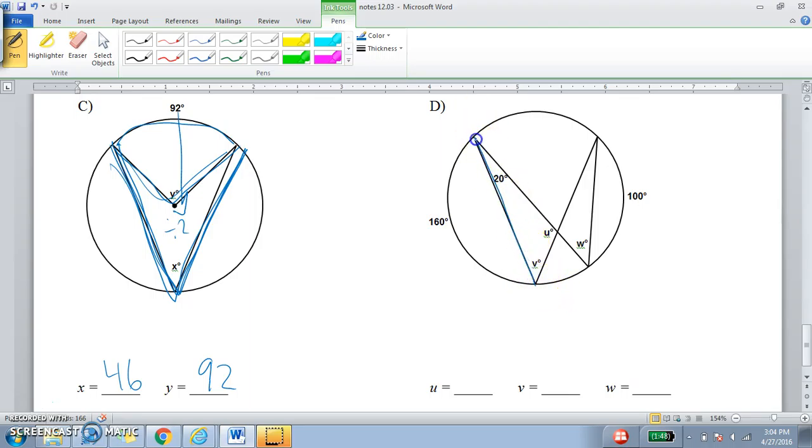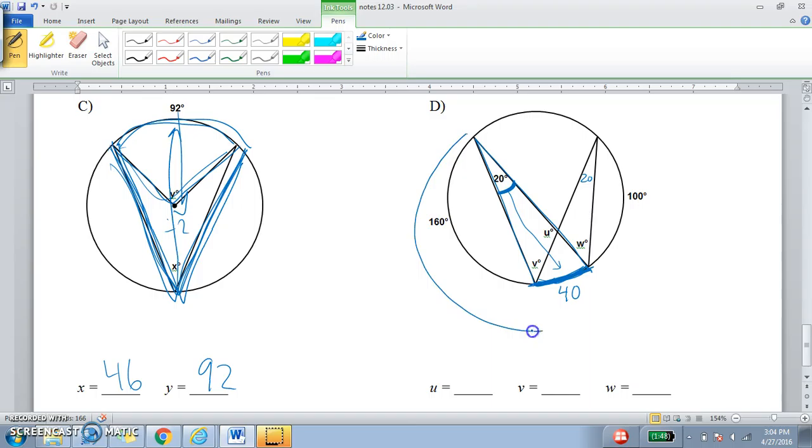All right, and finally letter D. So let's start up here. Let's start with this angle. We've got that this is 20. It's cutting out this arc, which means this angle would also be 20. Let's see what else we have. So that arc would be this angle. So this is smaller than the arc that it cuts out, just like this was 46. This is 2 times bigger, it's 92. So if I want to find this arc, I take this inscribed angle and I multiply it by 2. So this piece would be 40.